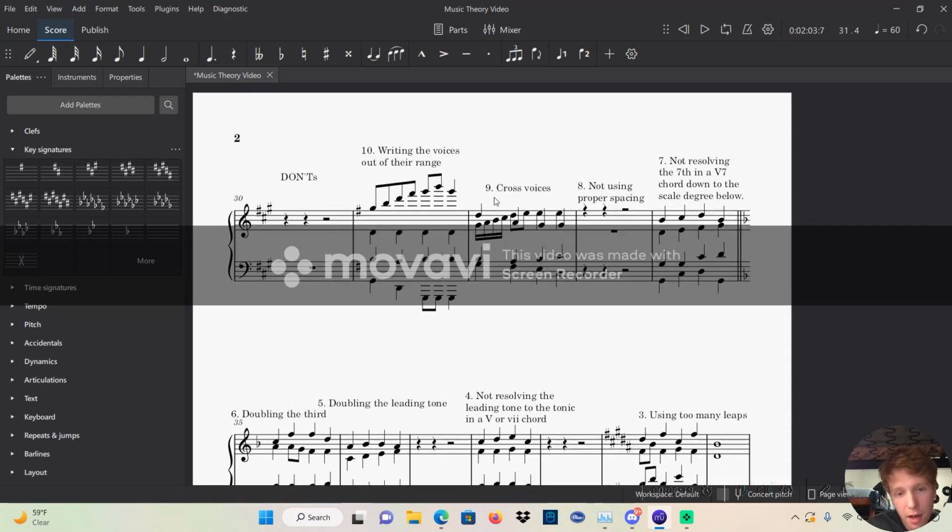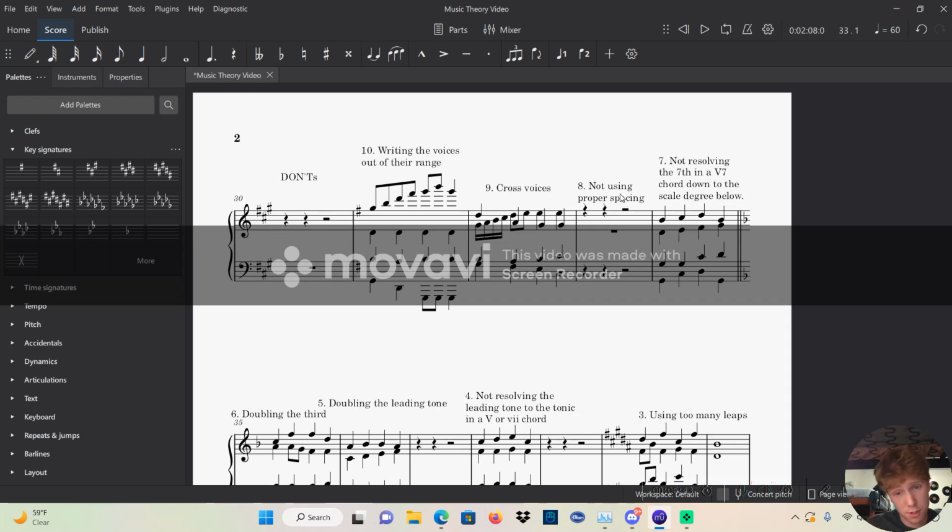And then number 9, we have crossing voices. Sounds fine, but as you can see, the soprano is below the alto here, so that's pretty bad. I mean, I've sung music where the voices were crossed and it's fine, but it's against the rules according to Frederick Handel, so don't do it.